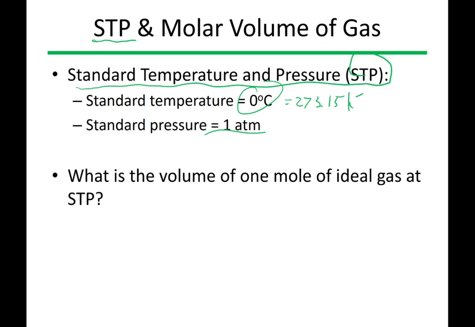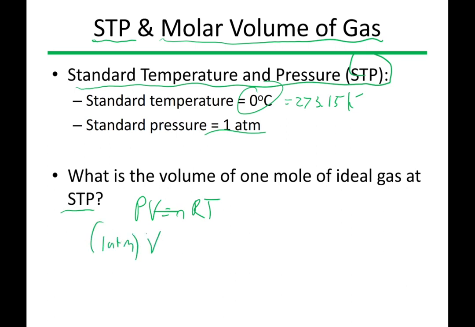So we can use the ideal gas law in our first sample calculation to calculate the volume of a mole of an ideal gas at STP. So we have PV equals nRT. The pressure we're given as standard as 1 atmosphere. The volume is what we're trying to find.